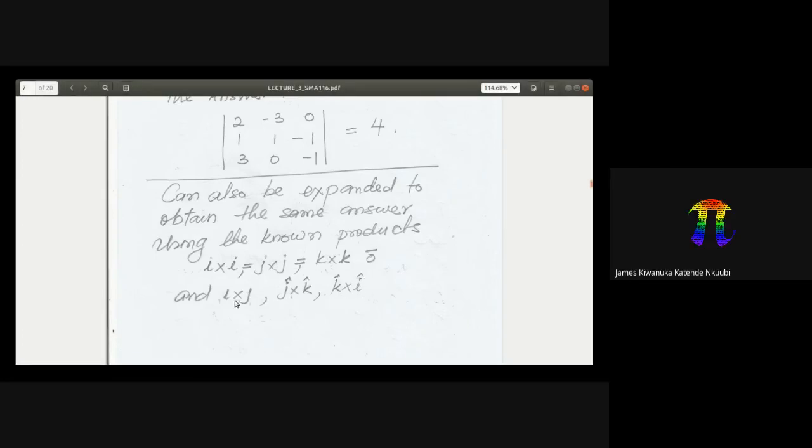So once you know those values, any point where you encounter I cross J, you replace it with K and so on.